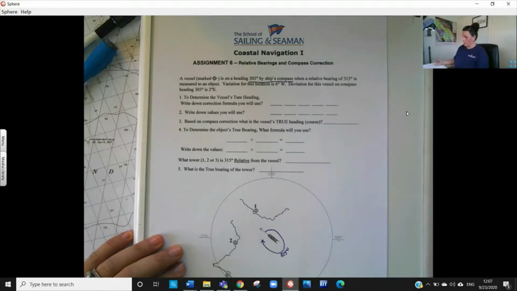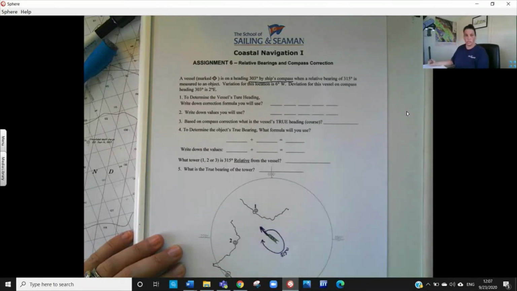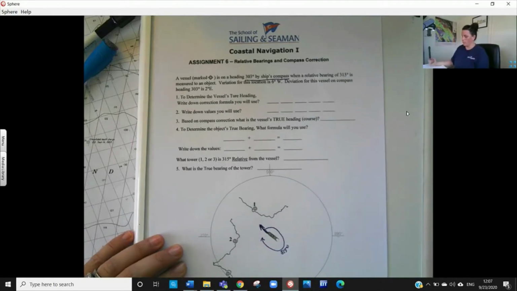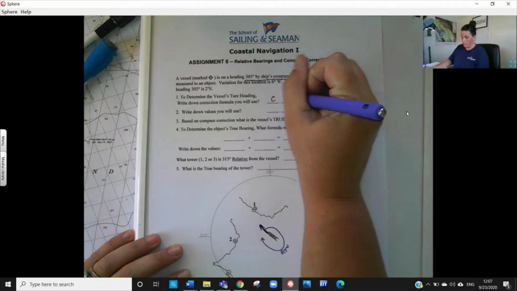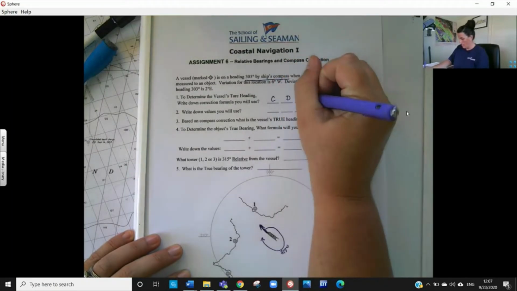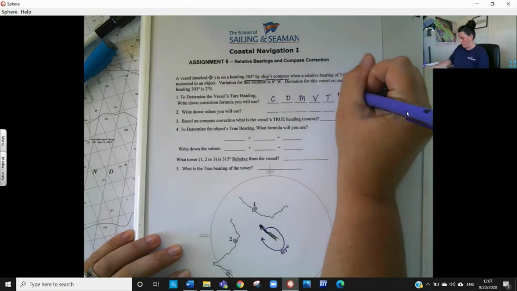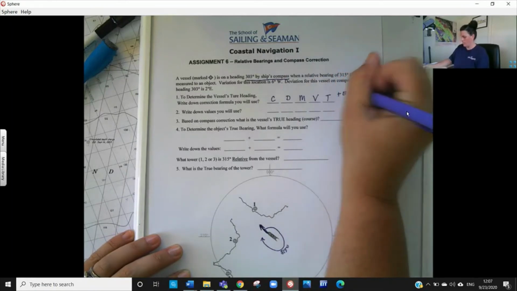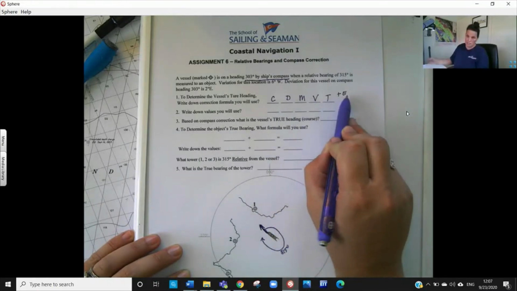So our first step is to convert our heading from compass to true. It asks, write down the correction formula we will use. So we're going from compass to true. I'm going to do C, D, M, V, T, add east. So that's Can Dead Men Vote Twice At Elections.